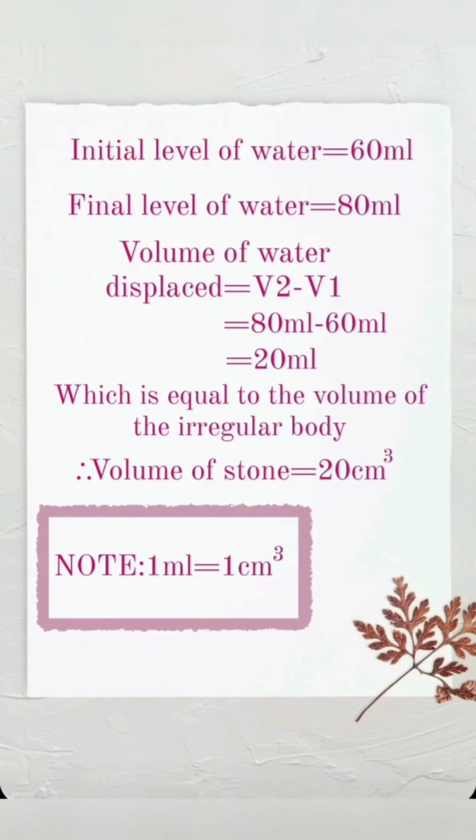So if I give the initial level of water as 60 and the final level of water as 80, the volume of the stone will be 80 minus 60, that is 20 centimeter cube. So like this, we can find the volume of any irregular object.